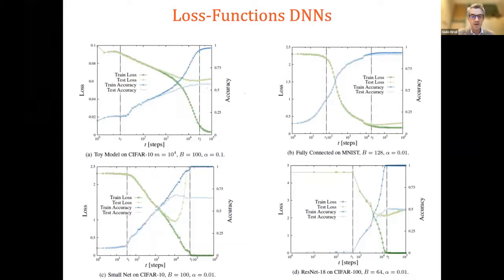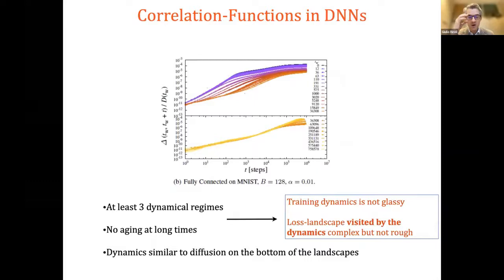Now, what we did is to study the two-point correlation function that is studied in glassy physics and in disordered systems to probe whether the system is glassy or not. And this delta is the mean square displacement, the displacement in the weights between time tw and time tw plus t. What I showed you before is that in the regime in which the system is glassy, and this is general in physics, this curve never converges. It means that the longer the time, the longer it takes the system to escape from where it is.